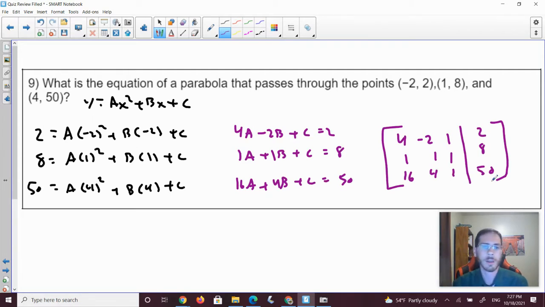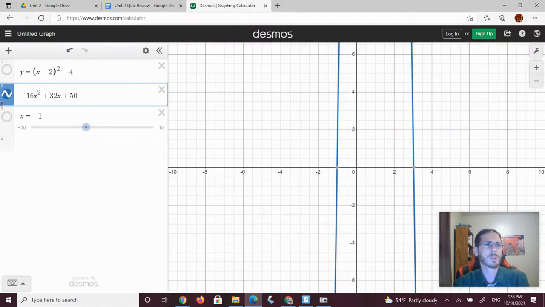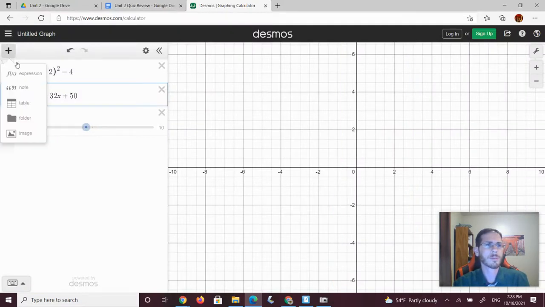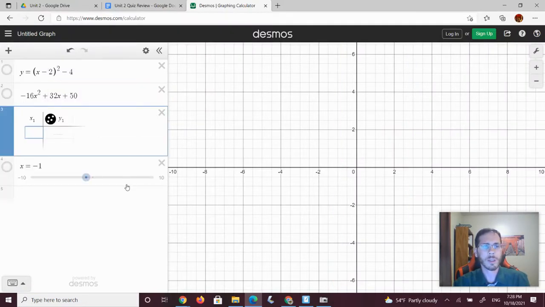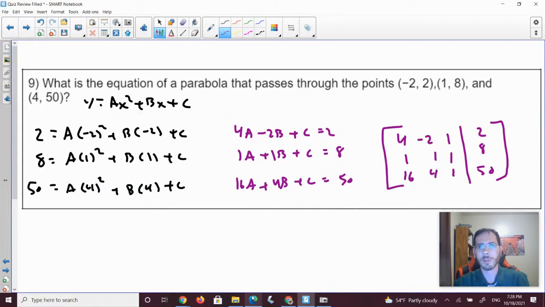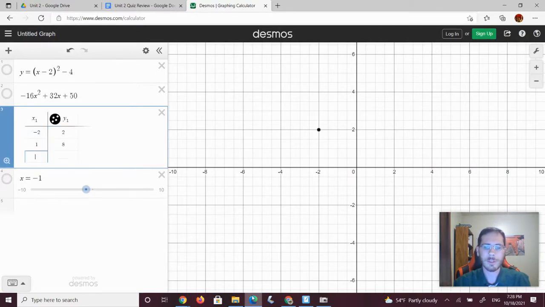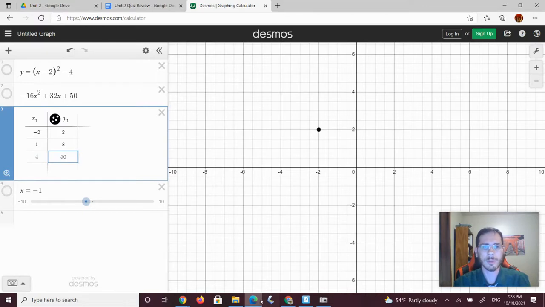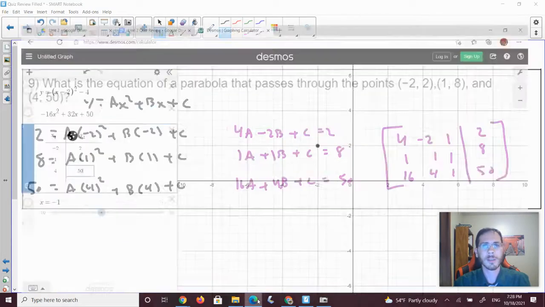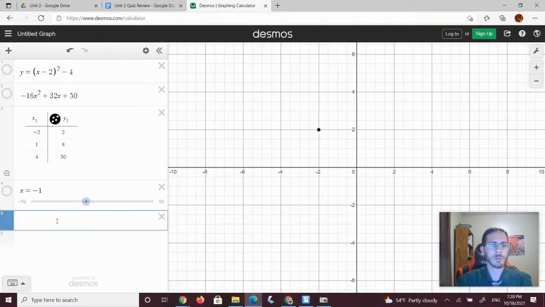The other way, and the way that I would prefer, is let's just use the regression lines. So let's go ahead and make a table, and we want to put all of our points into the table. I do not remember the points. So negative 2, 2; 1, 8; I want to say 4, 50. Let me double check though. Yeah, 4, 50. And we're going to go ahead and do the quadratic regression.